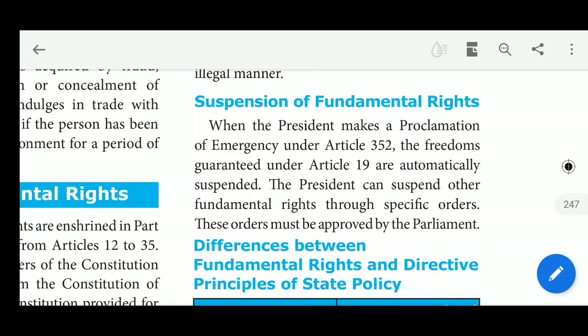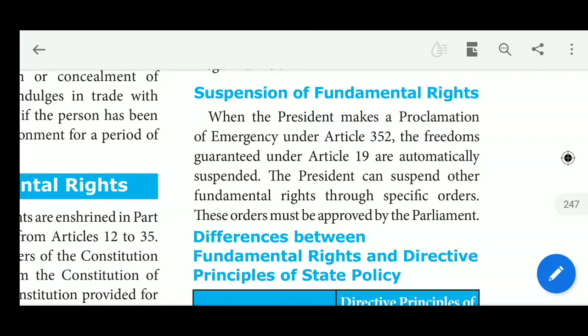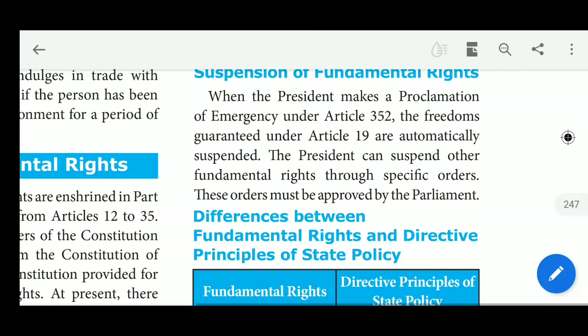Explanation. During a national emergency, all the basic freedoms guaranteed by Article 19 automatically get suspended. During emergency, the President can suspend all other fundamental rights also, except Article 20, protection in respect of conviction for offence, and Article 21, protection of life and personal liberty. Such suspensions need parliamentary approval.